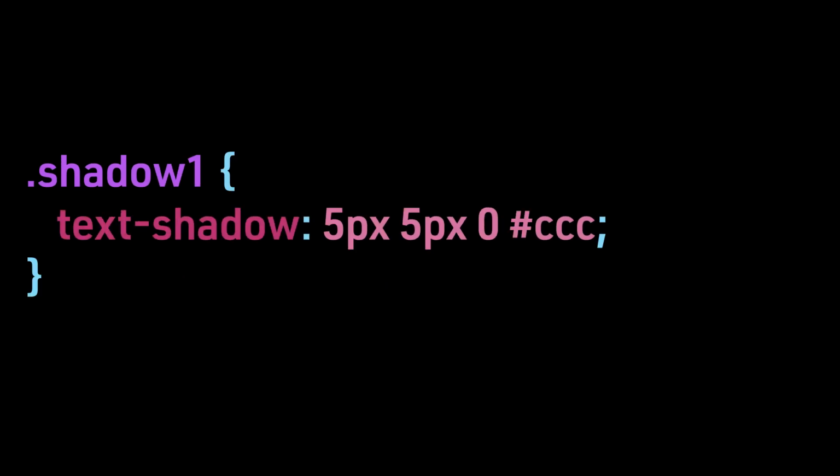.shadow1 { text-shadow: 5px 5px 0 #CCC; } In the first example, we see that the shadow is to the right and down per the offset properties. There is no dispersal of the shadow, so it isn't blurred. We have chosen a light gray color.